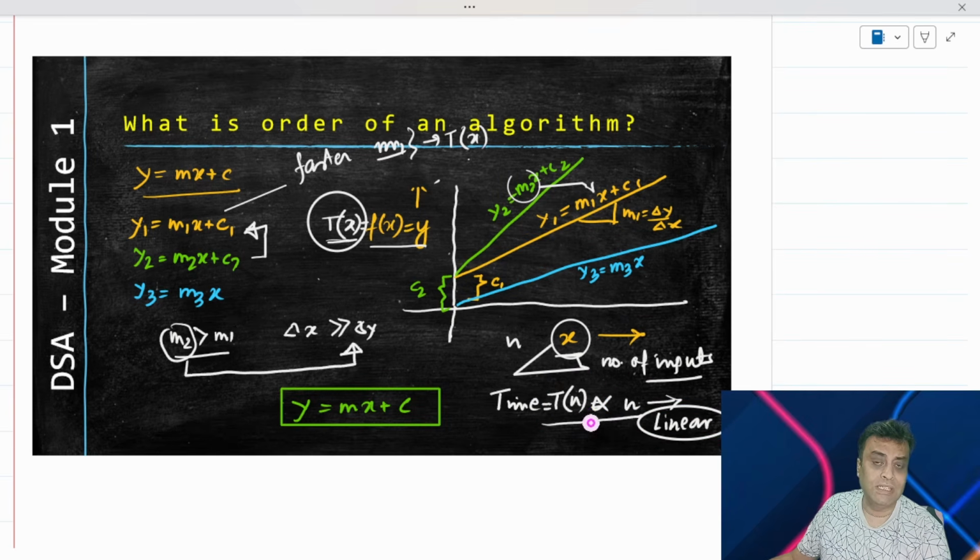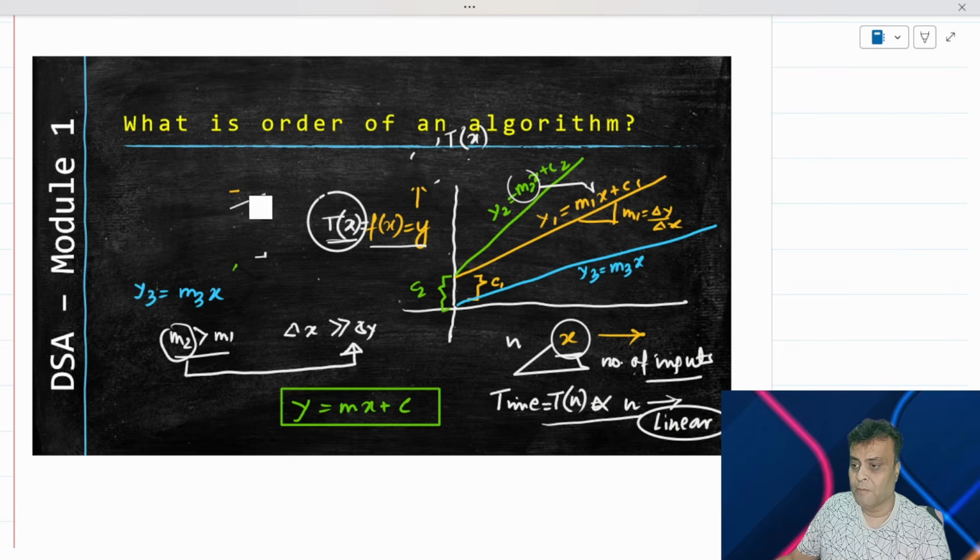So all we are worried about is only two things. One, does the time increase? So let me put it in this way.